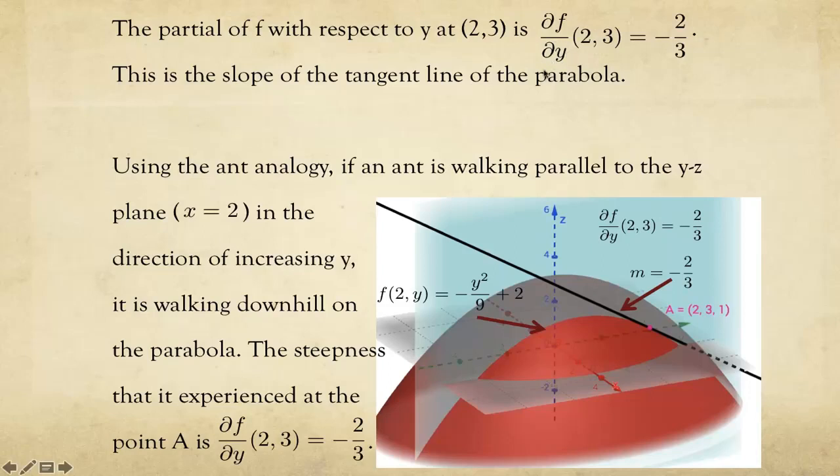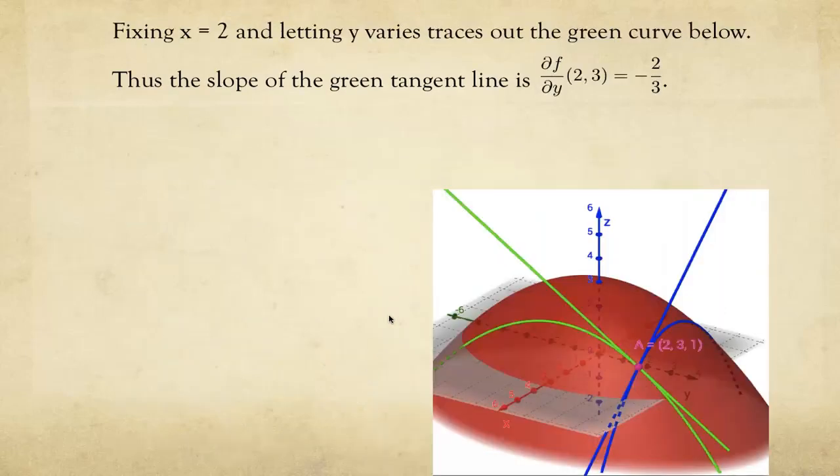in the direction of increasing y, then this says that the slope that the ant is experiencing is negative 2/3. So the slope of this curve is negative 2/3. That means that the ant is going downhill, and the steepness of that downhill is 2/3. So the interpretation for partial derivative is exactly the same thing as for single variable derivative.